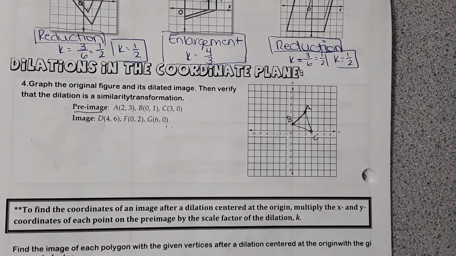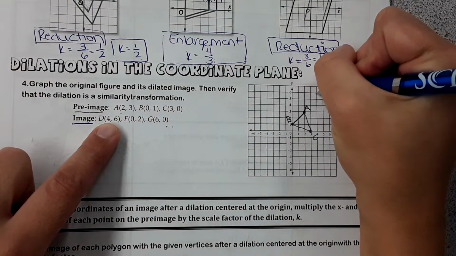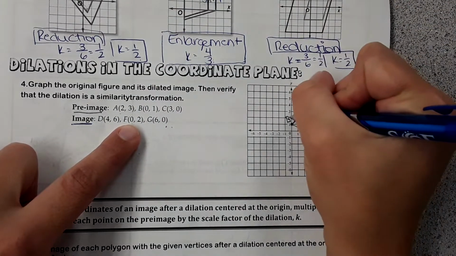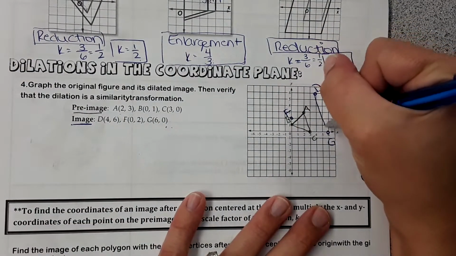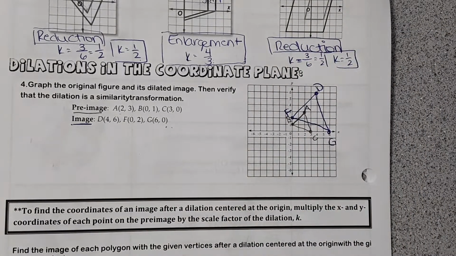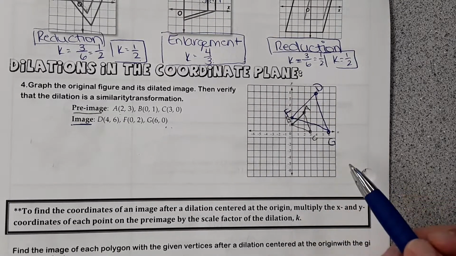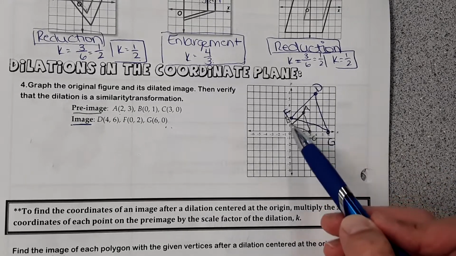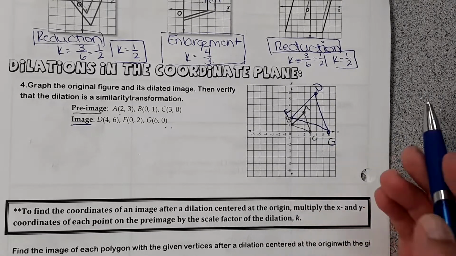There's the pre-image, and then the image. I'm going to plot this in blue. Okay, so there's our pre-image and our image. We can see that they're about the same shape. We just need to make sure that they are related through a scale factor. We would need to find the side lengths of each of these.